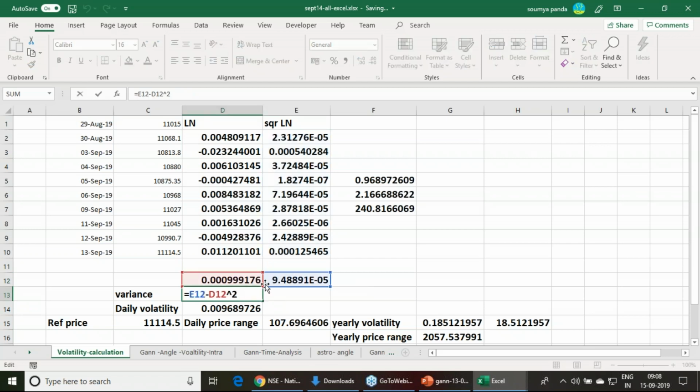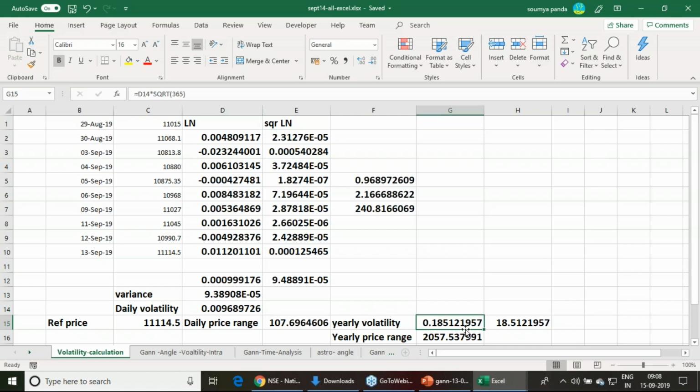Then we are finding out a statistical value called variance. So this is square absolute return minus absolute return whole square. So this is known as your variance. Square root of that gives you daily volatility. It is not multiplied with 100. If you multiply with 100, it will give you daily volatility of 0.9689. So if you want yearly volatility, you just have to multiply square root of 365 with the daily volatility. It will give you yearly volatility.